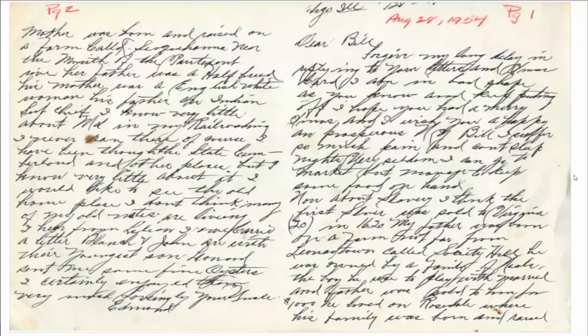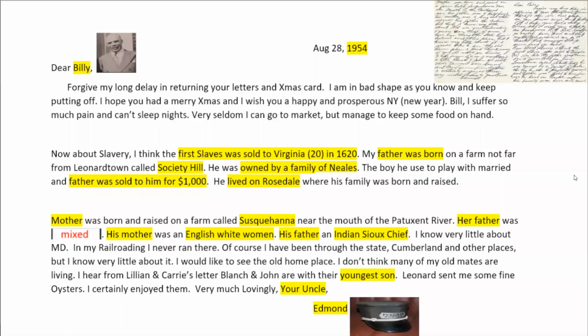The 1954 letter, again, written many years after the 1910 letter, and we believe there were other letters in between there, but these may have been the only two that survived just life and things happening over time. So we've committed that to type as well so that we could see it a little bit more clearly. And again, the letter was written to Billy.